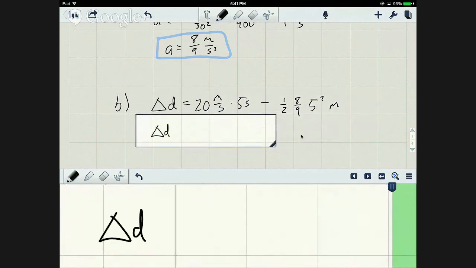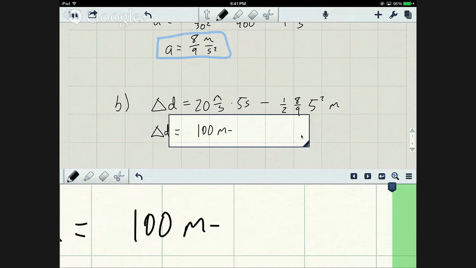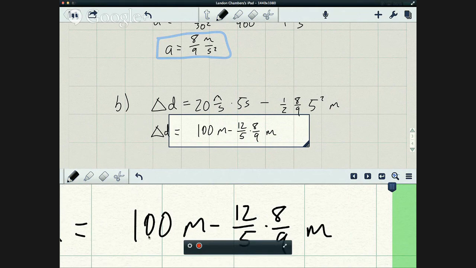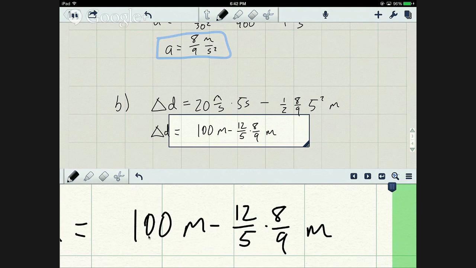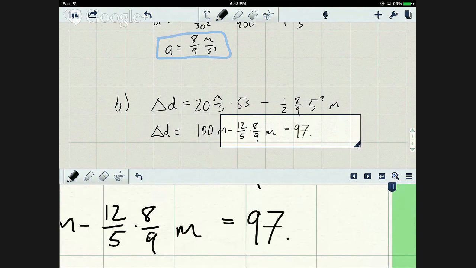So the change in distance there is going to be what? 20 times 5 is 100 meters minus 25 over 2 times 8/9. Your guess is as good as mine. 12/5 times 8/9 meters. I'm going to plug that into a calculator. 100 minus 12 divided by 5 times 8 divided by 9. That's 97.866 meters apart.